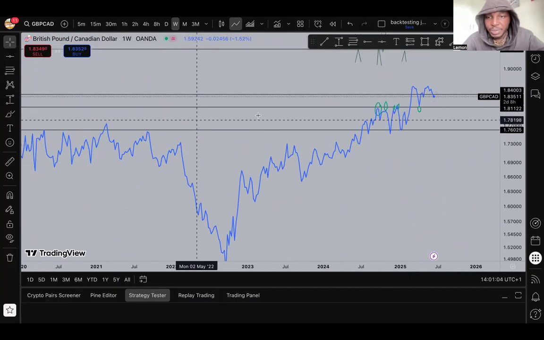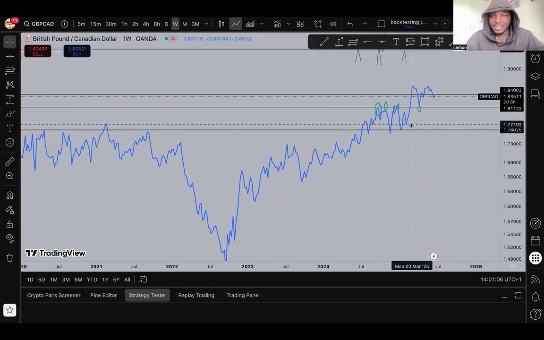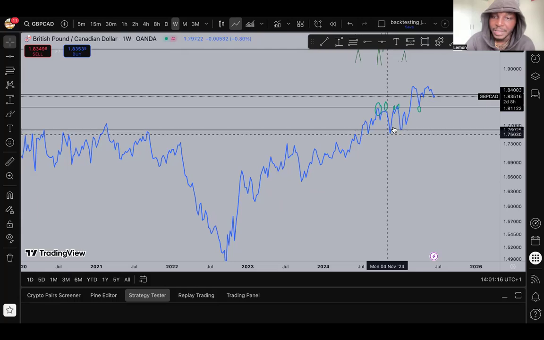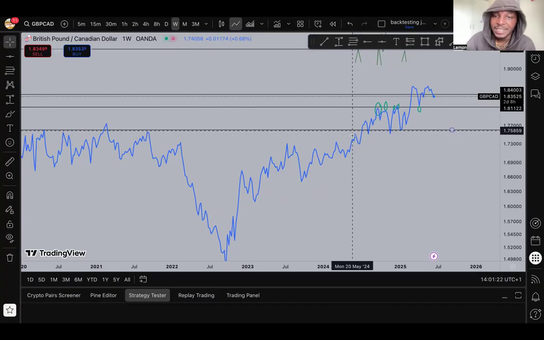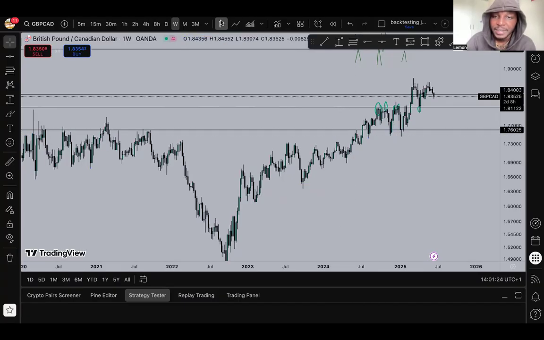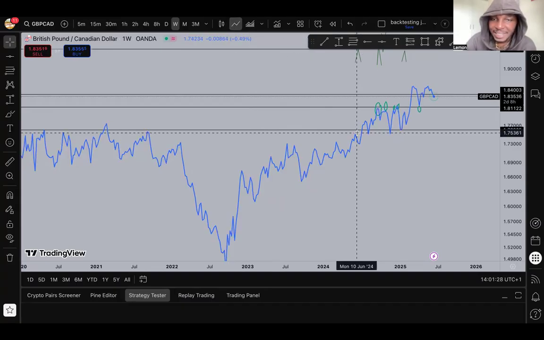So let's go to the present. You can see it's influencing the present. Understand? So the past matters when you draw your support and resistance. So this is a type B, this is a type A, this is a type B. Understand? And this is a type C because it's a bit far away.